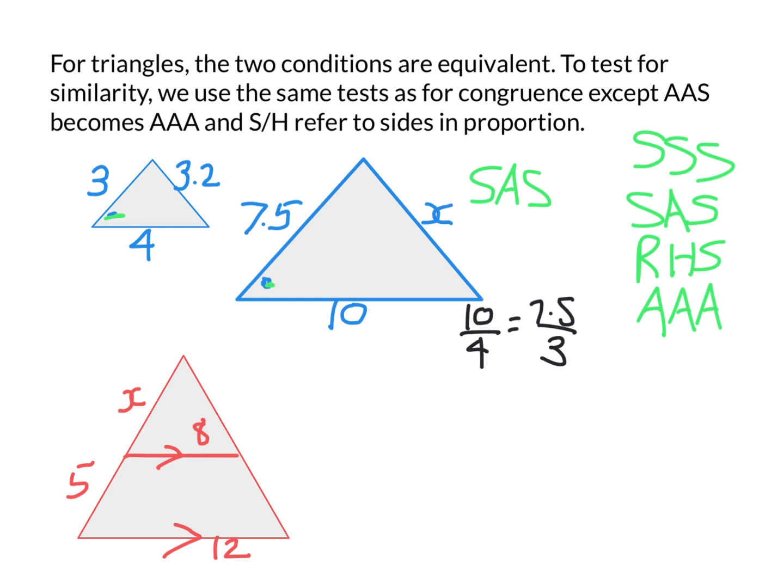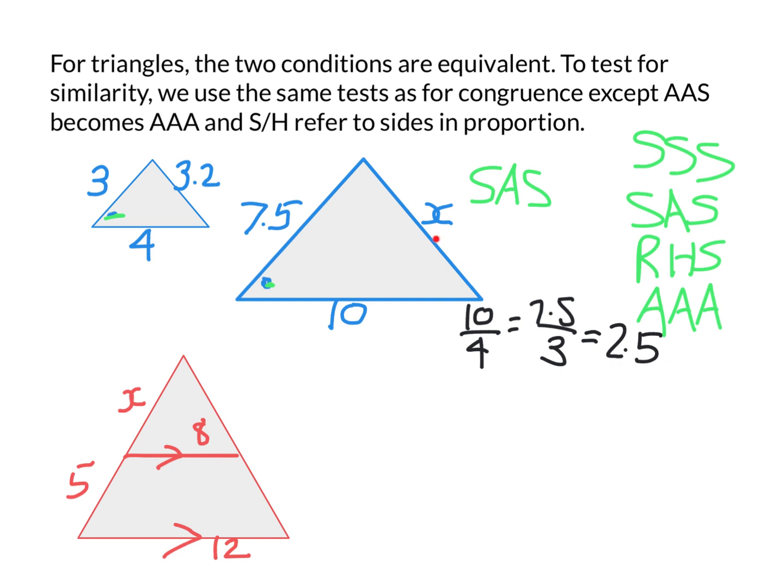So two pairs of sides are in proportion and the angles between them are equal. So just like for congruence SAS, it has to be the angle between them. If we know that two shapes are similar, we can use that to find side lengths. So I already know here that the scale factor is 2.5.